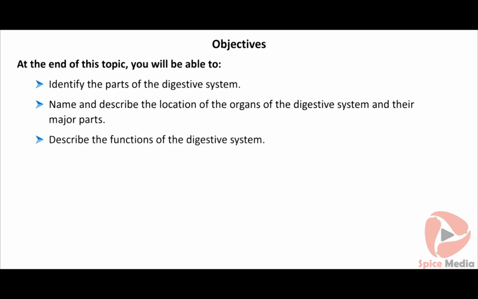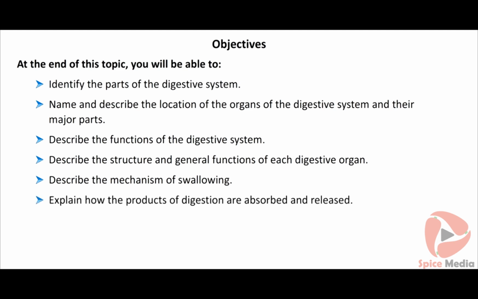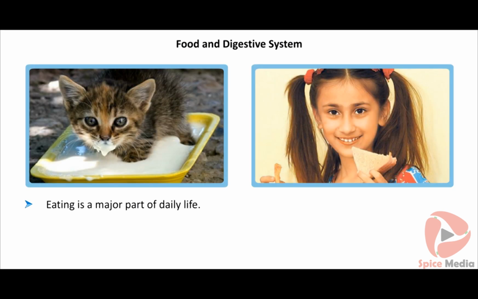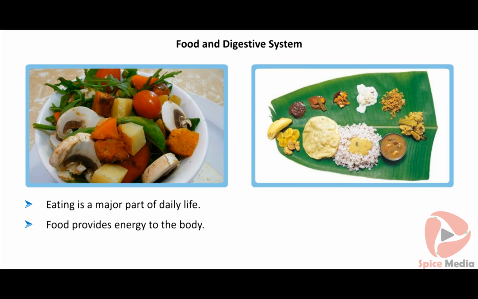At the end of this topic, you will be able to identify the parts of the digestive system, name and describe the location of the organs of the digestive system and their major parts, describe the functions of the digestive system, describe the structure and general functions of each digestive organ, describe the mechanism of swallowing, and explain how the products of digestion are absorbed and released.